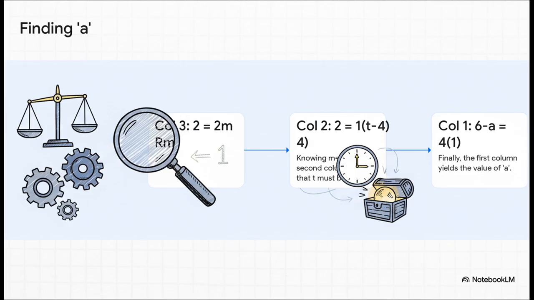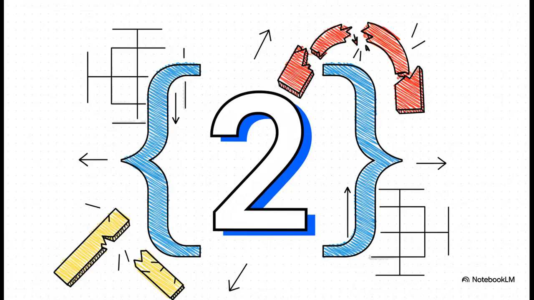And with those two secrets out, the first column has nowhere to hide. It just hands us the value of a. And there you have it. The hidden parameter a has to be 2. It's the only value that sets the stage for this kind of dramatic structural failure in our matrix.